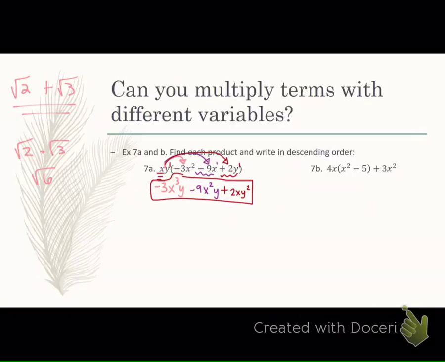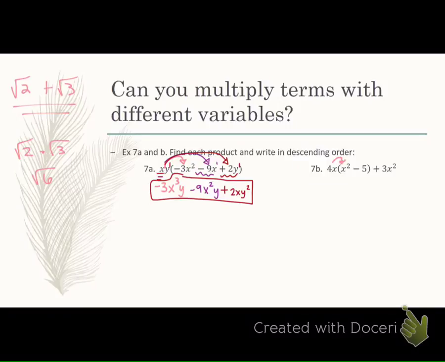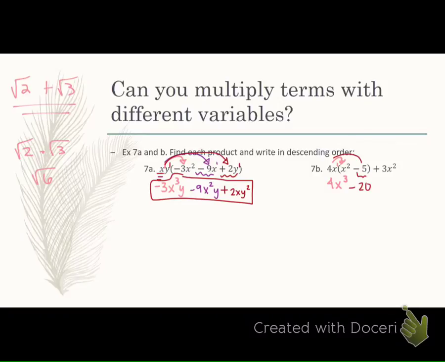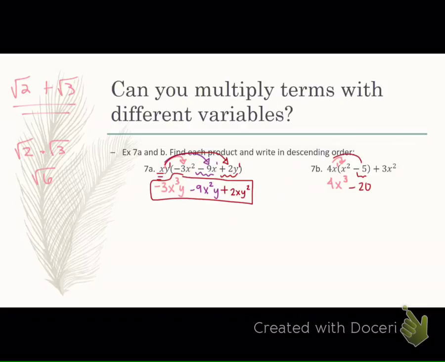Okay, does that 4x get distributed to the 3x squared? No, it's outside the parentheses. Good. So Justin, 4x times x squared is? 4x to the third power. Good. And Emma, 4x times negative 5 is? Negative 20x to the third. Be careful, not the third. Just negative 20x. It doesn't have an x to combine with.